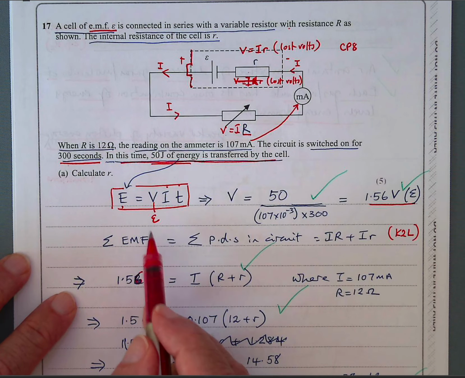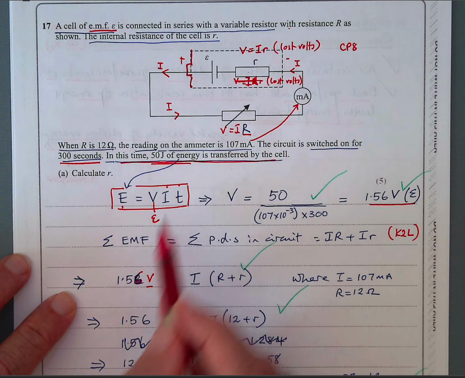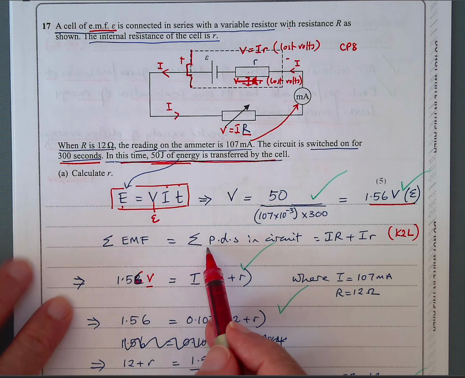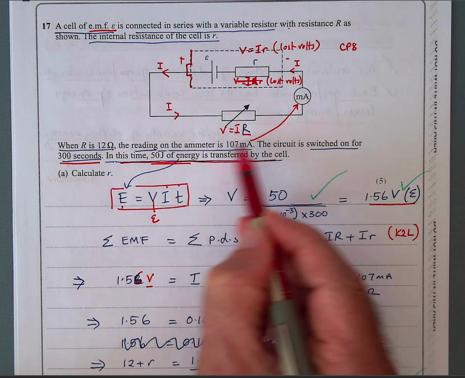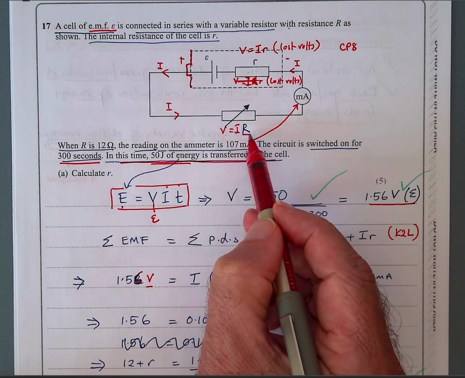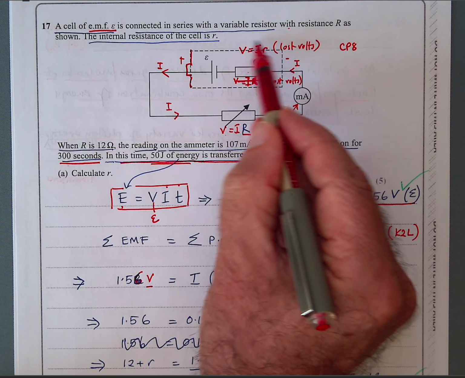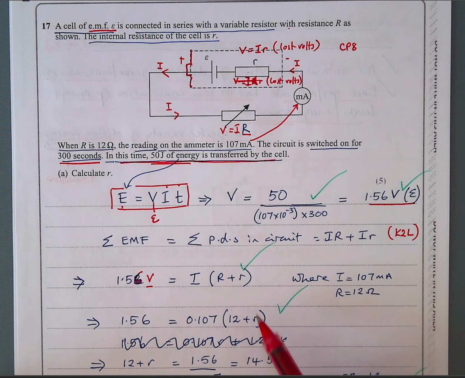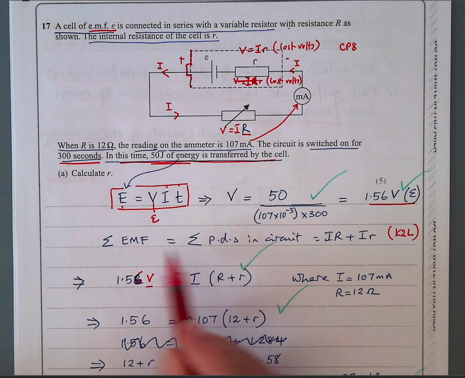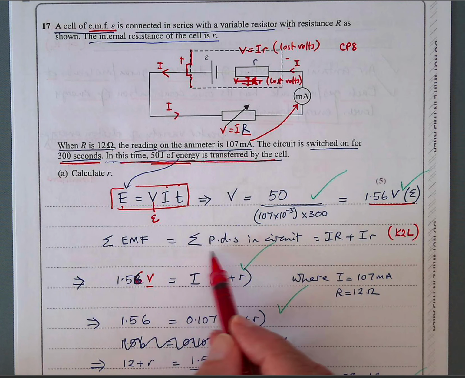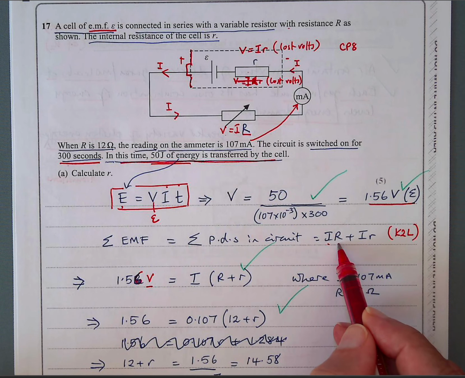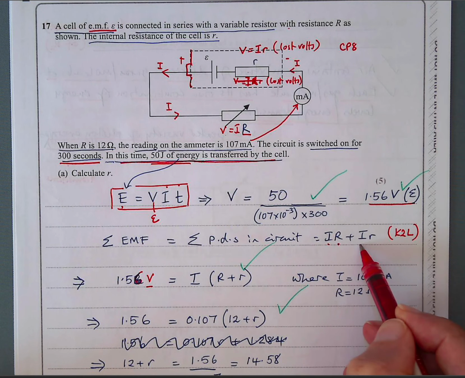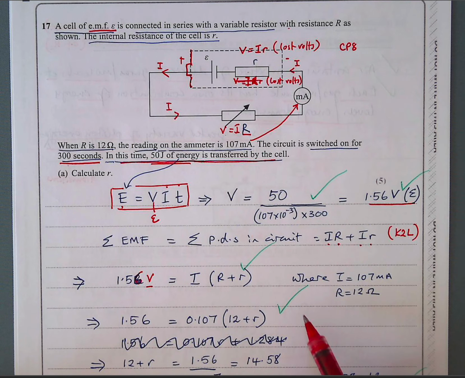Okay, so we know that the EMF that's supplied, the energy supplied by the cell, is equal to the sum of the potential differences in the circuit. So this is one of the potential differences across the external resistance, and the other is the lost volts inside the cell. So you could rewrite that. This is Kirchhoff's second law, as the sum of the PDs being equal to the current times the resistance outside and the current times the resistance inside the cell. Okay?